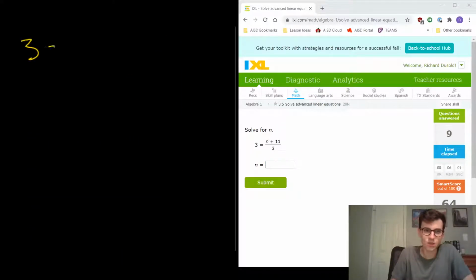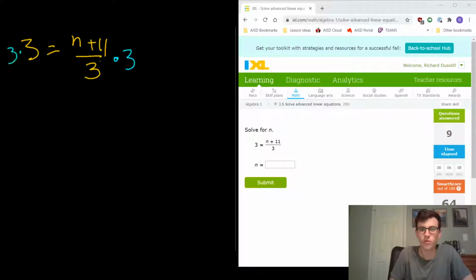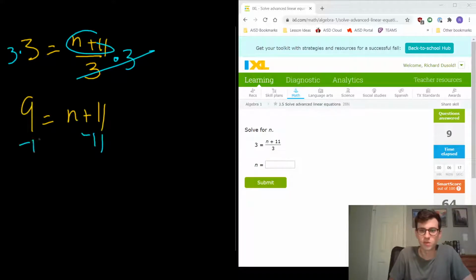3 equals (n plus 11) over 3. Multiply both sides by 3 because, again, this whole thing is divided by 3. So when I do that, that cancels out. 9 equals n plus 11. Subtract 11 on both sides. 9 minus 11 is negative 2 equals n.